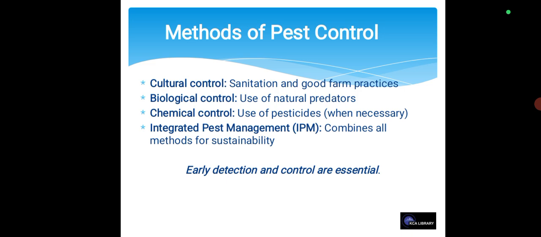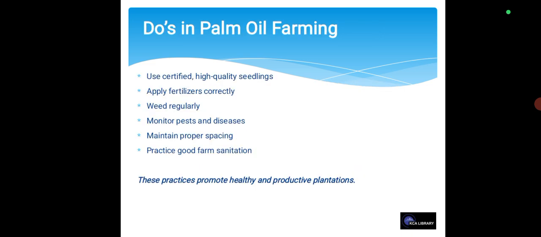Now, very important, let's talk about integrated pest management, IPM. Integrated pest management is a comprehensive and sustainable approach that combines multiple pest control strategies to achieve effective and long-term pest management. So this combines all the methods to ensure sustainability.